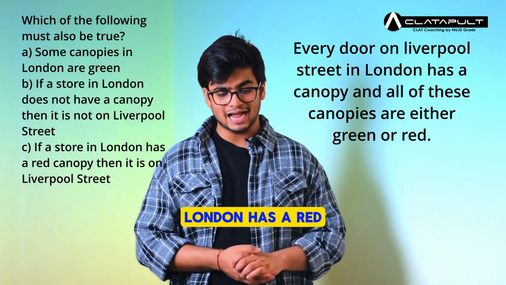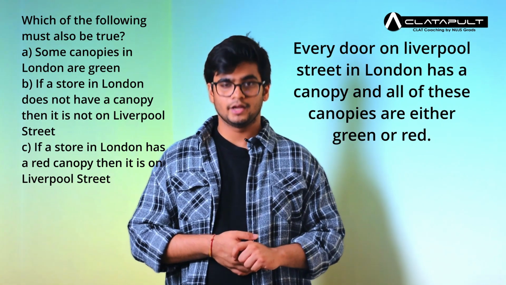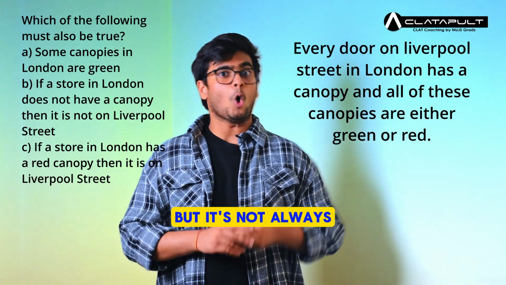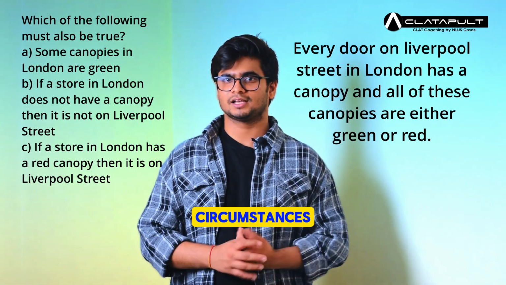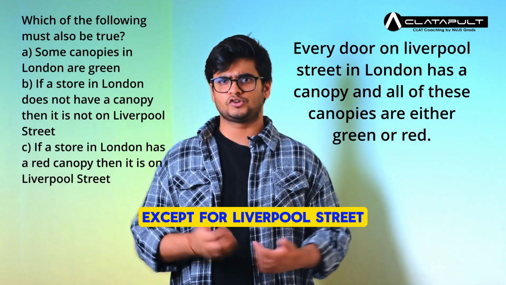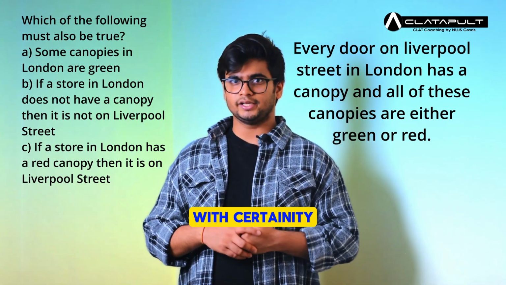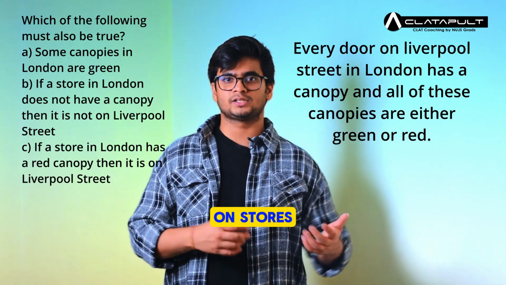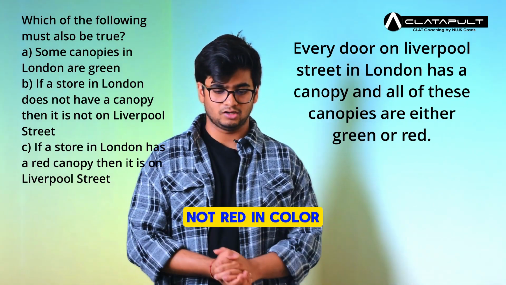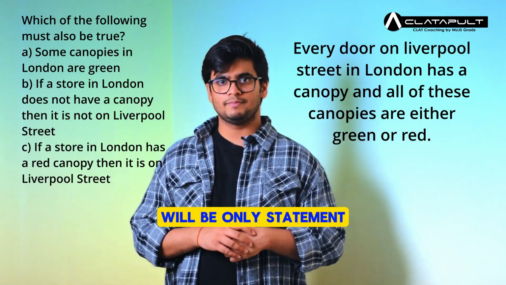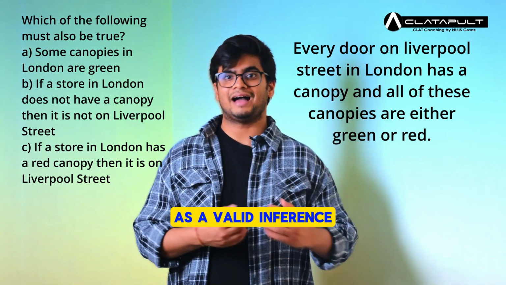If a store in London has a red canopy, then it is on Liverpool Street. Now again, statement number 3 might be true, but it's not always true in all the different circumstances. Again, remember, we don't have any information about any other street in London except for Liverpool Street. So we can't say with certainty that no other street in London has canopies on stores and doors that are red. As such, statement 3 cannot be inferred. The right answer here will be only statement 2 as a valid inference.